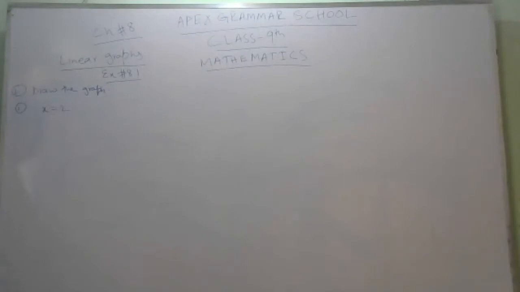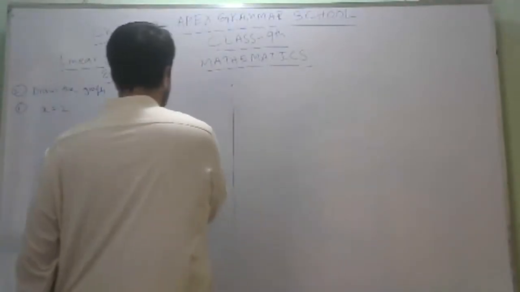Obviously, for graph drawing we need both values of x and y. But here you can see that we have only been given the value of x. It doesn't mean that you don't have any value of y. It means that you can have any value of y, but the value of x is only 2. Meaning to say the value of x is fixed and can't be changed from 2. But y can be any value, but the value of x must be 2. So how can we draw the graph of this one?